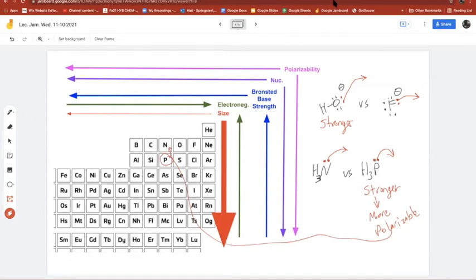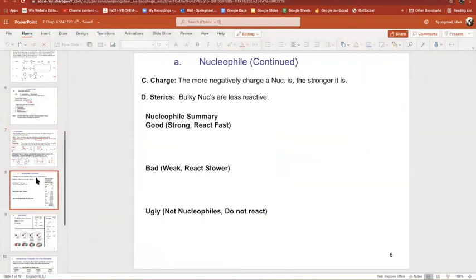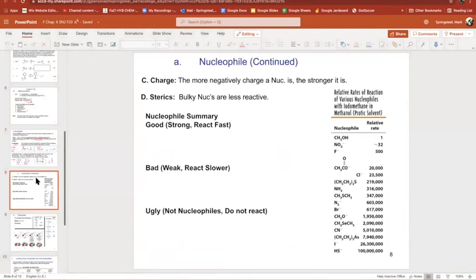Let me see, I got the basicity. I think this next one, charge, sterics. Oh, sterics is another good one. Yeah, let's do that. That's not too bad.